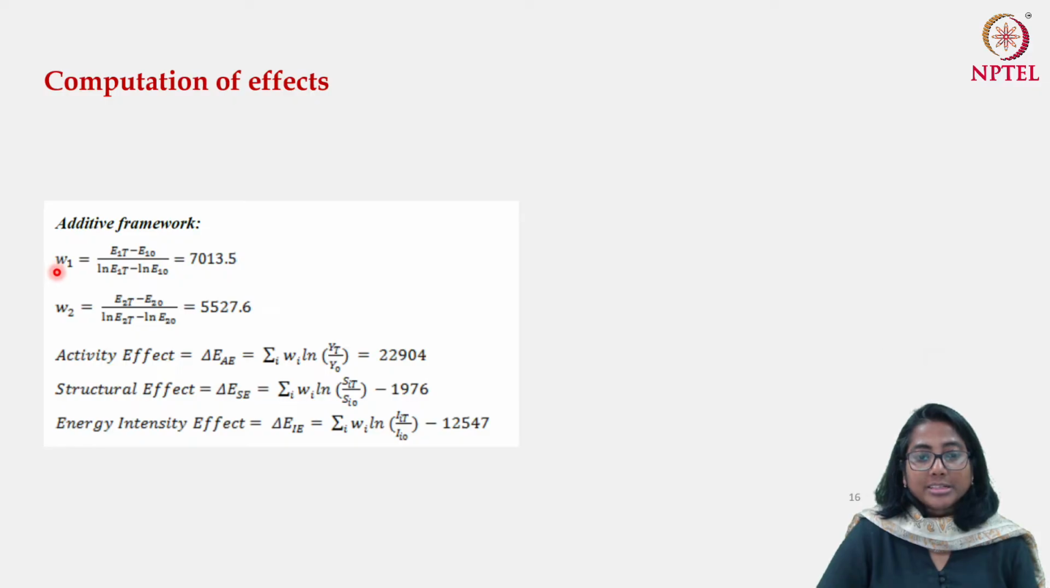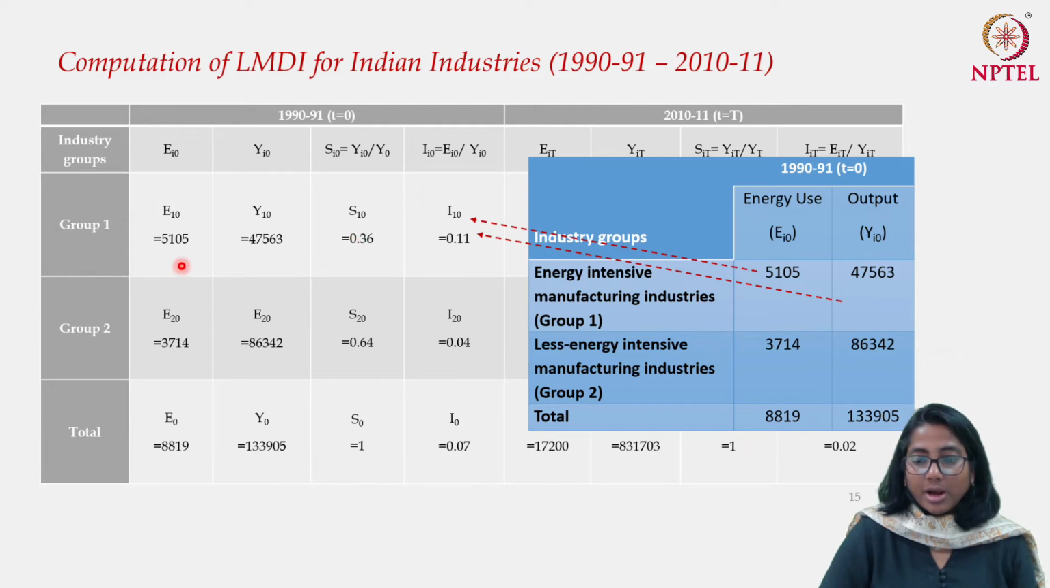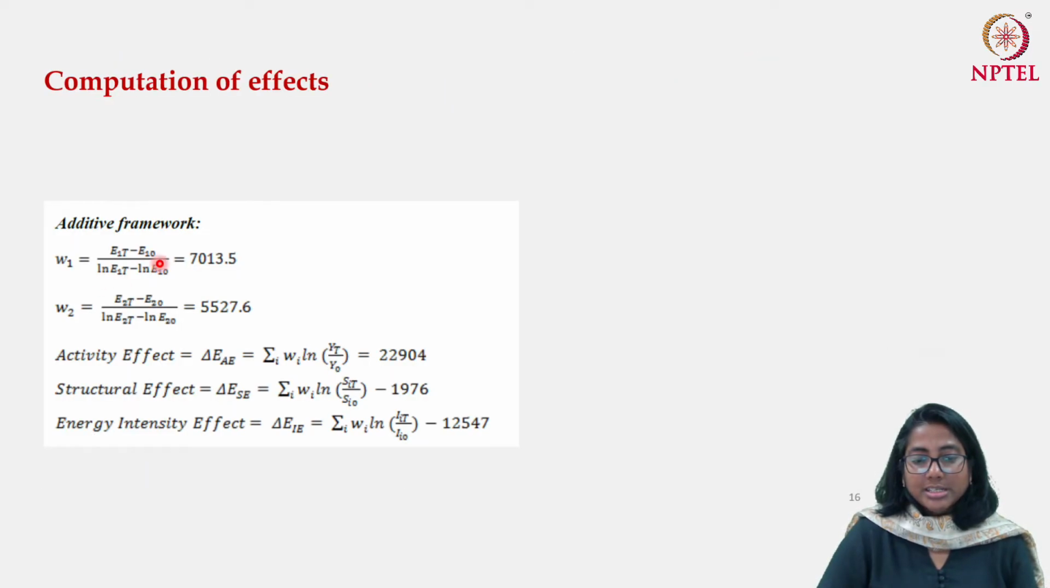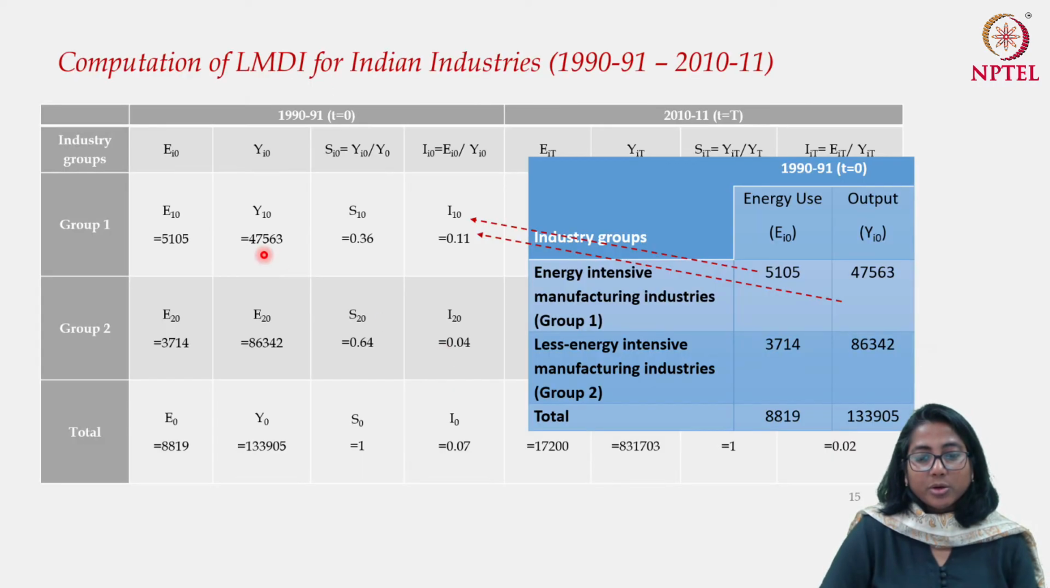You have to calculate two weights. W1 is E1T minus E1 naught, where E1T is in this box and this is your E1 naught. So W1 is E1T minus E1 naught divided by log of E1T over E1 naught. This becomes the weight that you are going to use for your decomposition. Similarly, for the second group, the less energy intensive industries, this is going to be the weight. Once you know the weight, you can easily calculate the activity effect, structural effect and energy intensity effect. You are going to multiply this weight with log of Yt over Y naught, which again you are going to get from here.